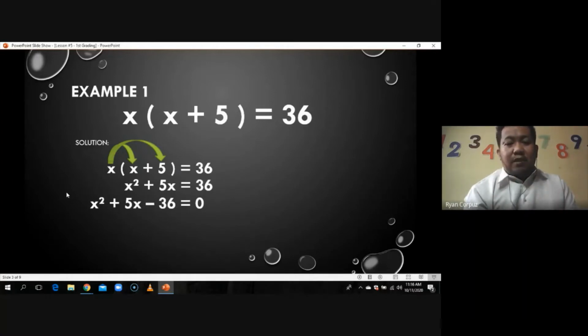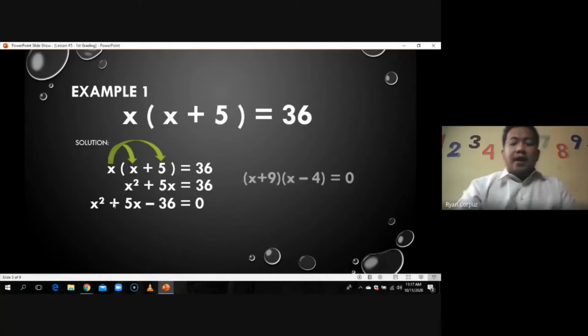Titignan mo lang yung operation of the middle term. Kung positive yon, ibig sabihin positive yung mas malaking number. So ibig sabihin positive yung 9 and the negative is yung 4. So let's form its factors. We know that the factors of a quadratic trinomial are two binomials.